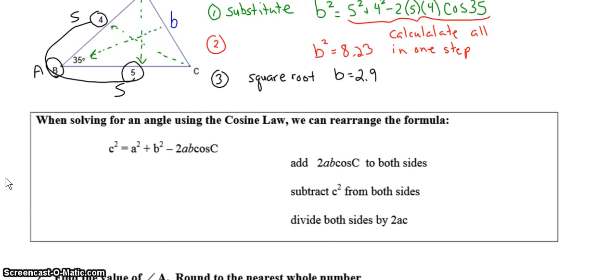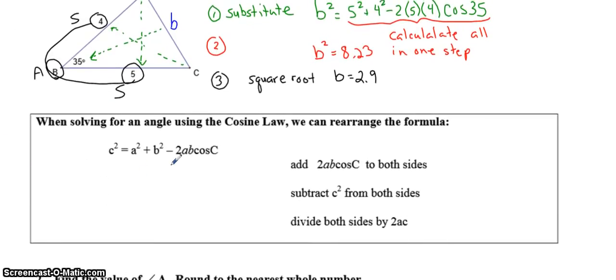To solve for an angle, we have to rearrange this formula. It's not as easy as the sine law, but once you've done it once, you don't have to do it again. So what we want to do is to get cos C isolated by itself. So what we're going to do is we're going to add 2ab cos C to both sides because we want to get it over here and be positive.